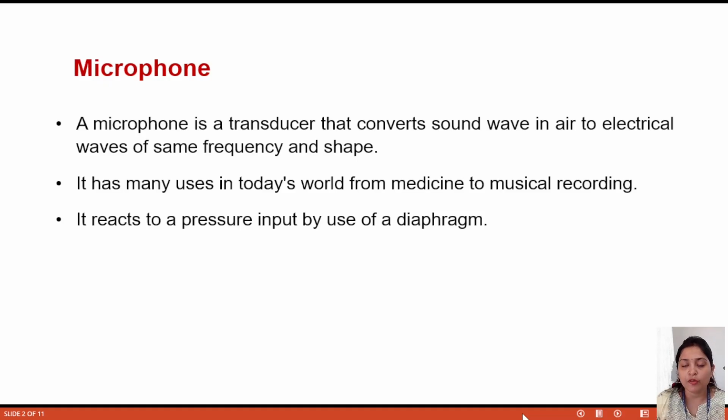The main component here is the diaphragm, which is a thin sheet. When a sound wave comes, it hits the diaphragm, and due to that the diaphragm continuously vibrates. From there, with different principles which we will describe slowly, the sound is converted to the electrical signal. This is the basic meaning of a microphone.